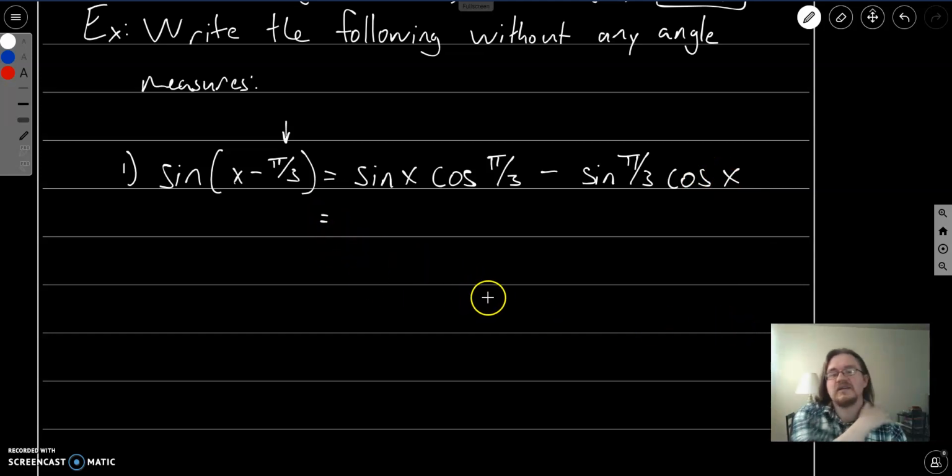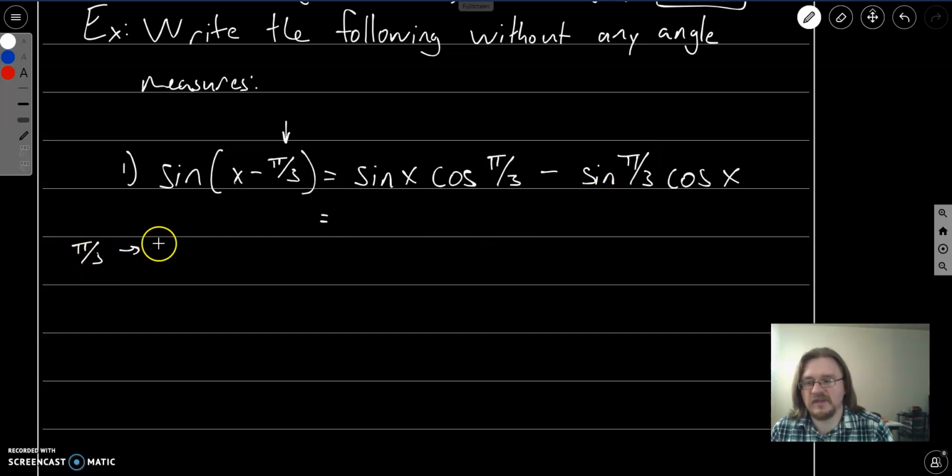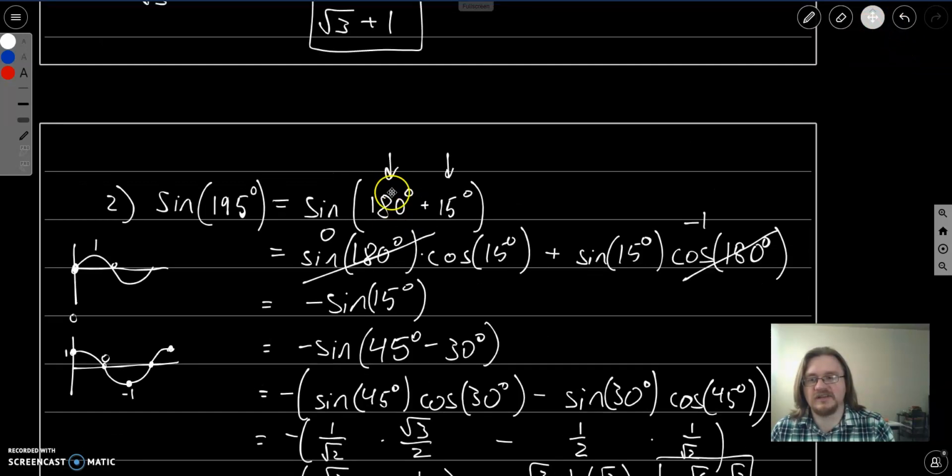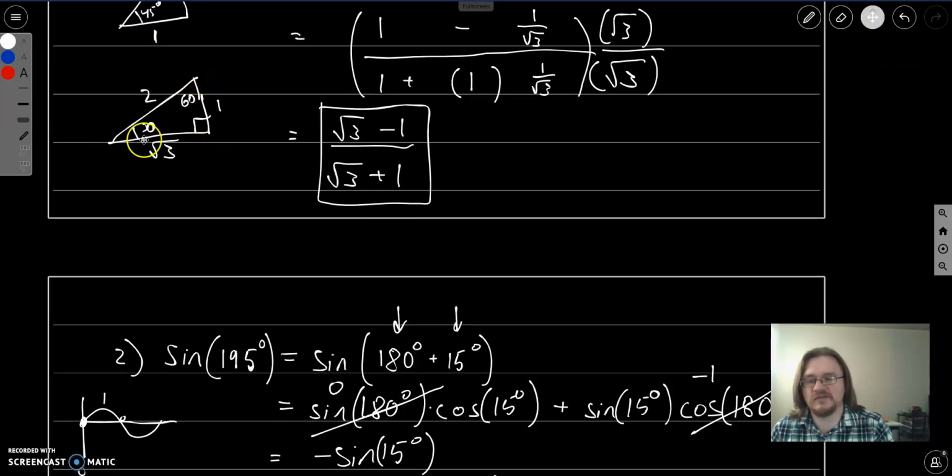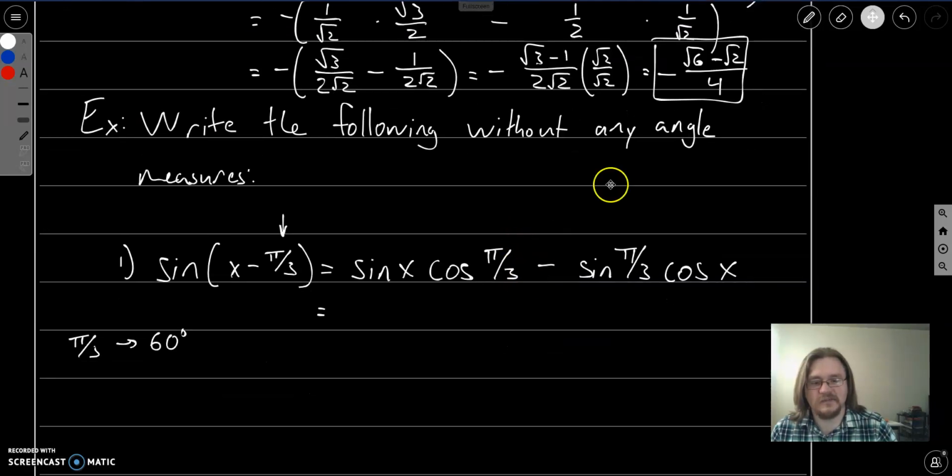So here, what we notice is that we have the cosine of pi thirds and the sine of pi thirds, and pi thirds radians is the same thing as 60 degrees. So we can use the triangle that I already drew. This is our 30, 60, 90 triangle, and we need the sine and cosine of a 60-degree angle. So the sine, which is opposite, which is root 3, over the hypotenuse, which is 2. So the sine of a 60-degree angle is going to be root 3 over 2 times the cosine of x.